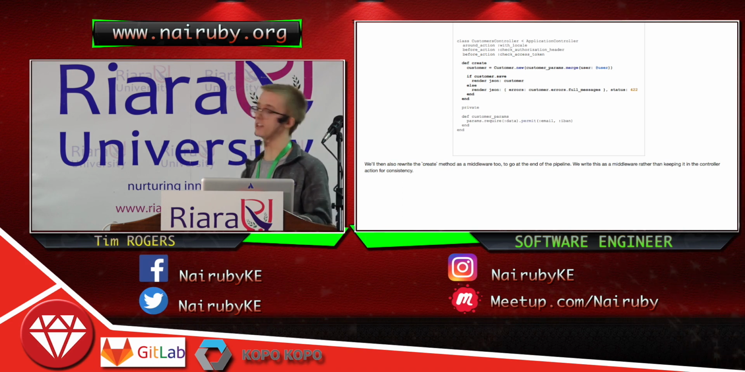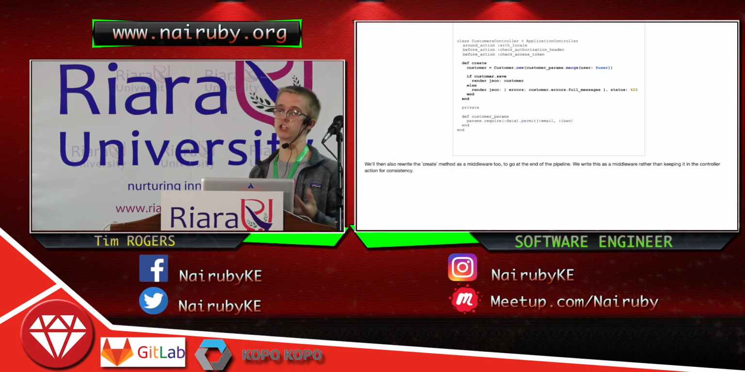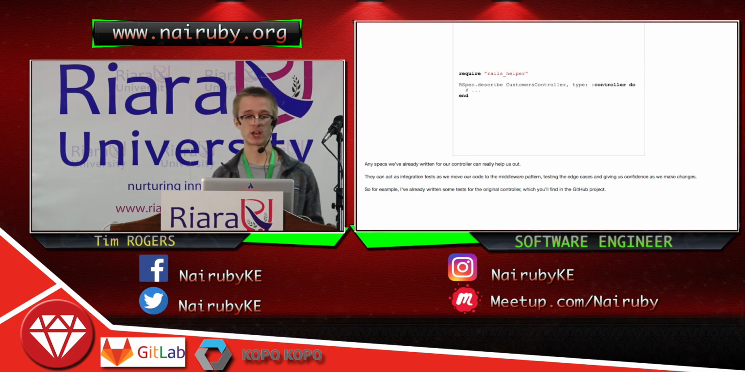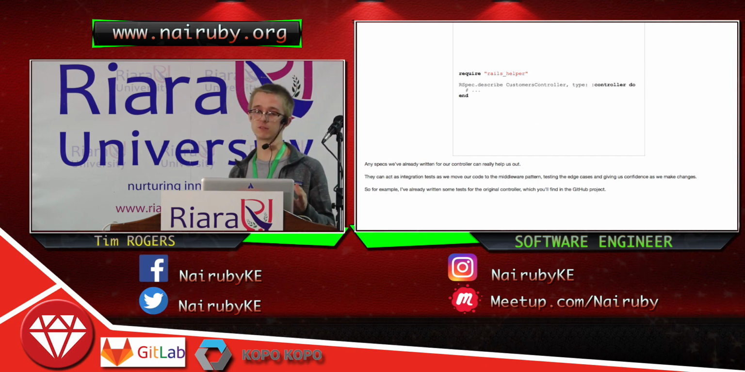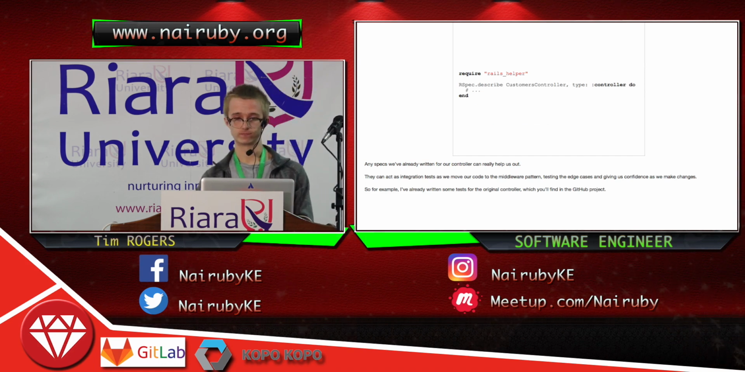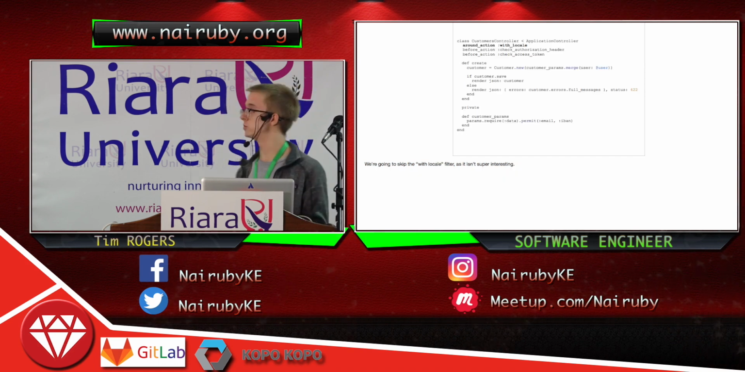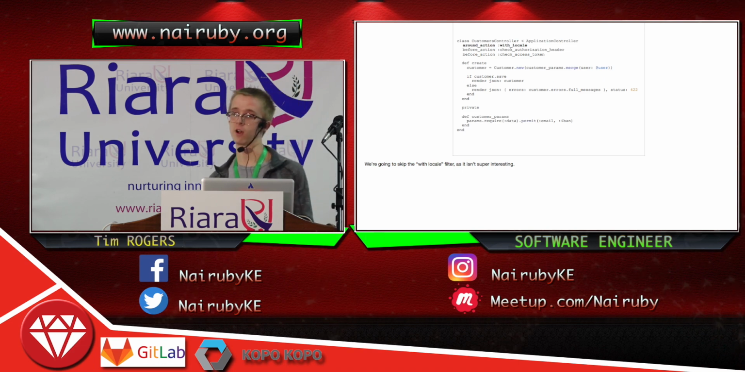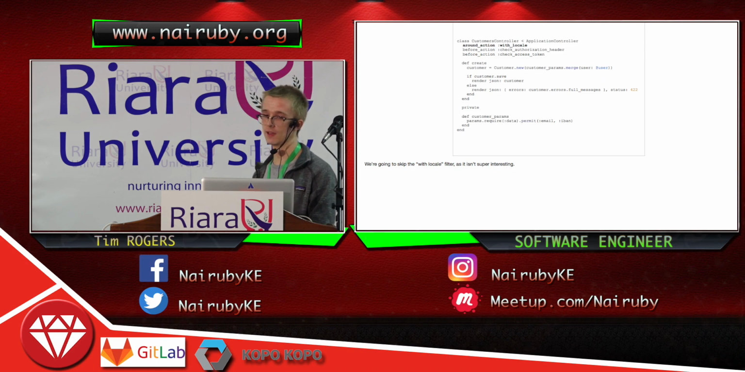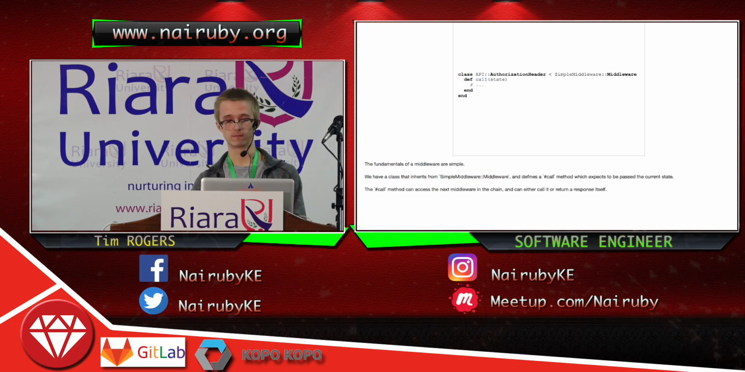Any specs we've already written for our controller can really help us out here. They can act as integration tests as we move our controller to the middleware pattern, testing the edge cases and giving us confidence as we make changes. I've already written some tests for the original controller, which you'll find in the GitHub project. We're going to skip doing the with locale filter since it isn't very interesting, and go straight to the check authorization header filter. Let's turn that into a middleware and then add some unit tests.